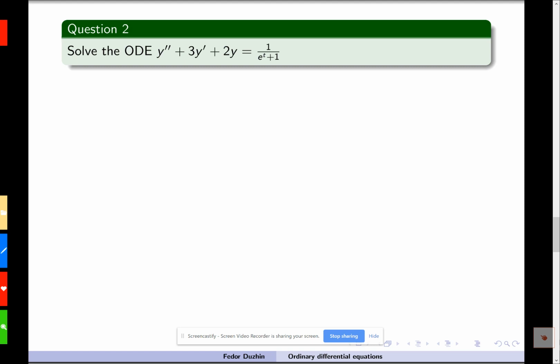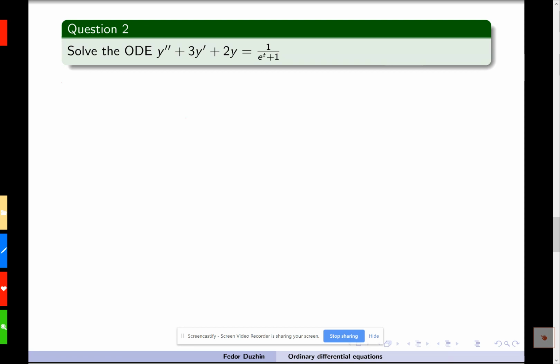All right, this is a question on variation of parameters because we have a linear second order differential equation with constant coefficients, but non-homogeneous because we have a right-hand side. So the first step is to solve the corresponding homogeneous differential equation. To do that, we first need to write down the characteristic equation.